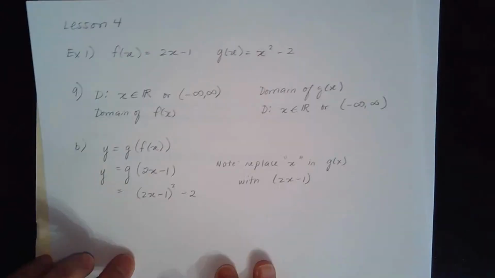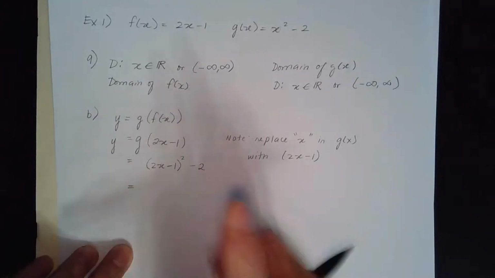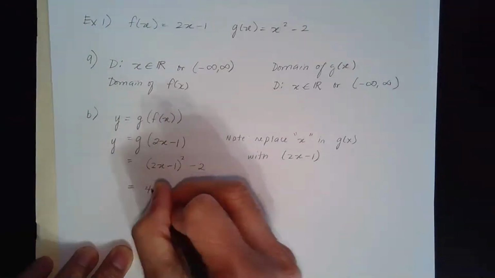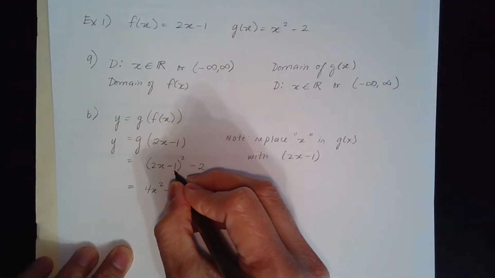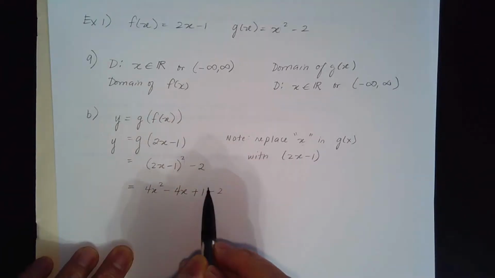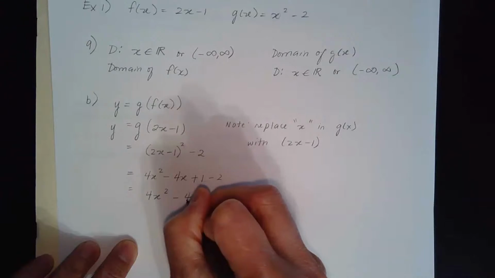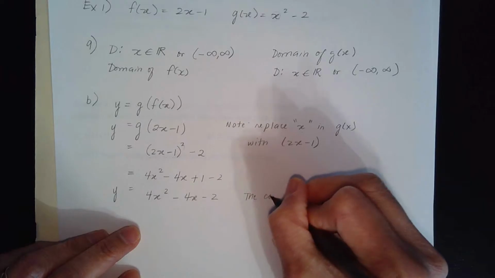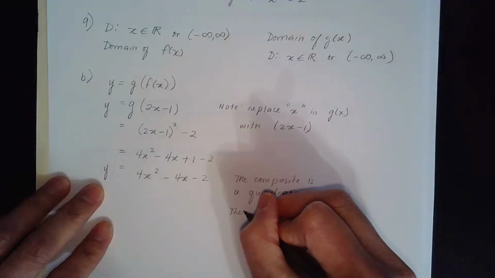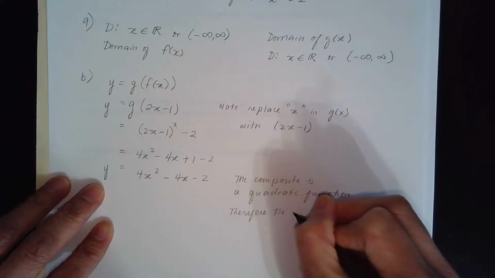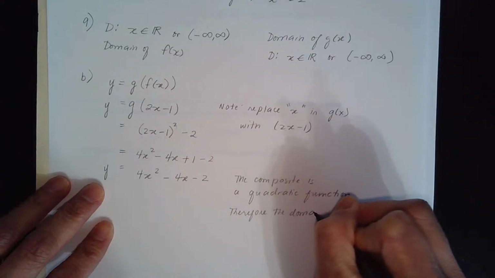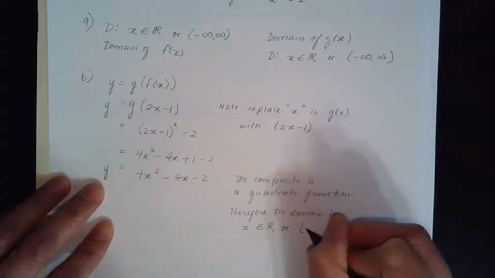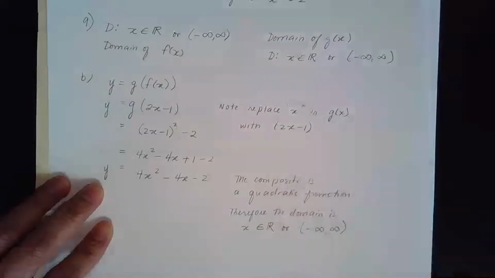Okay, so that's 2x minus 1 squared. We can expand that, certainly. That becomes 4x squared minus 4x plus 1, minus 2, so 4x squared minus 4x minus 1. So the composite function's domain, therefore, is x as an element of real numbers, or from negative infinity up to positive infinity.